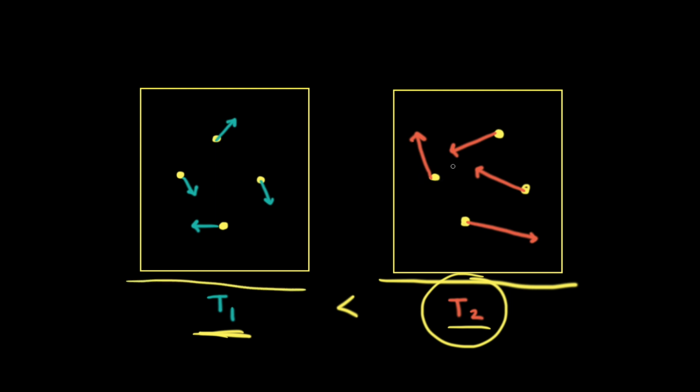We can tell the particles in the second box are moving faster because on average, the length of these arrows indicating the velocity vector in the box on the right are longer than the length of the arrows in the first box. The equation for kinetic energy is equal to 1/2 mv squared, where m is the mass of a particle and v is the velocity of a particle.